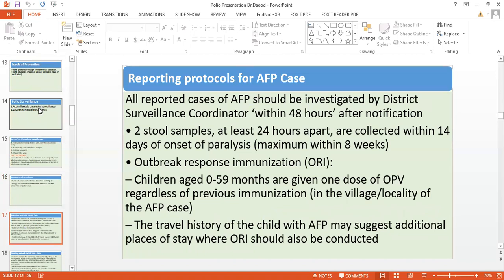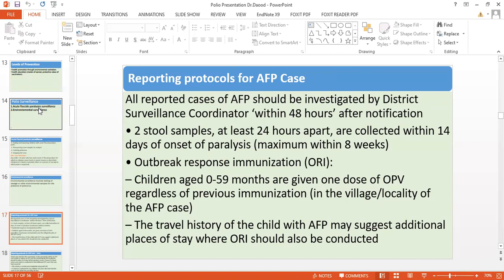A few words about the reporting protocols for conducting AFP surveillance. All reported cases of acute flaccid paralysis should be investigated by the district surveillance coordinator within 48 hours after notification. Two stools are taken at least 24 hours apart and collected within 14 days of the onset of paralysis, and maximum within 8 weeks.